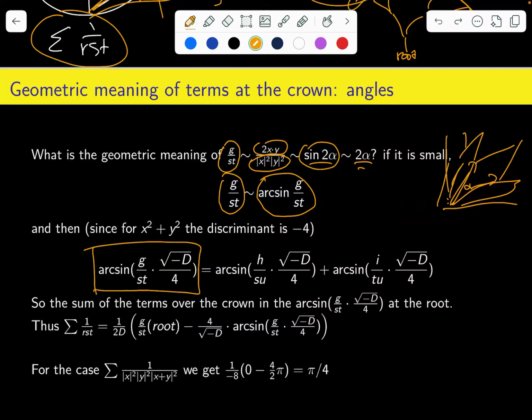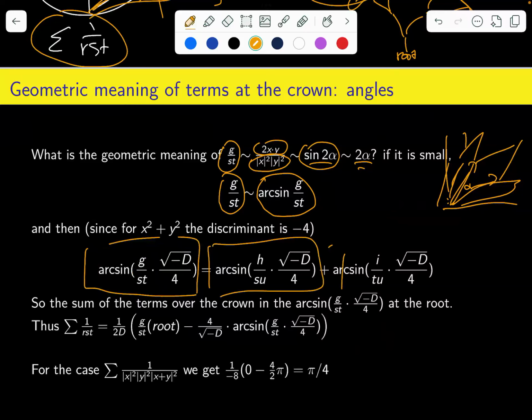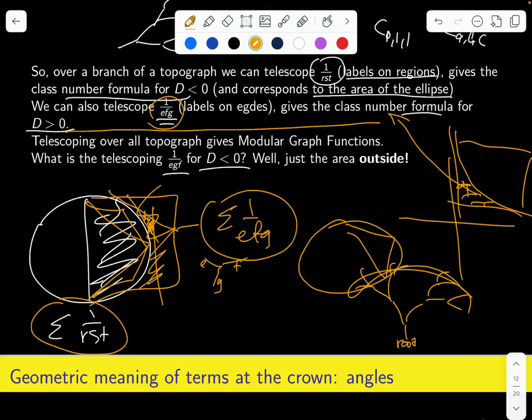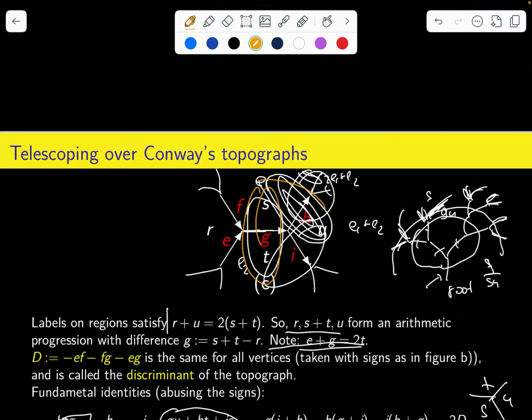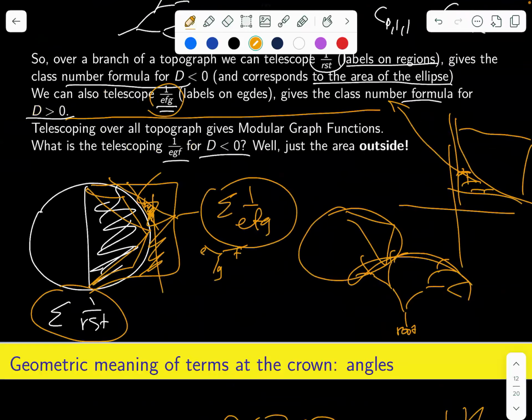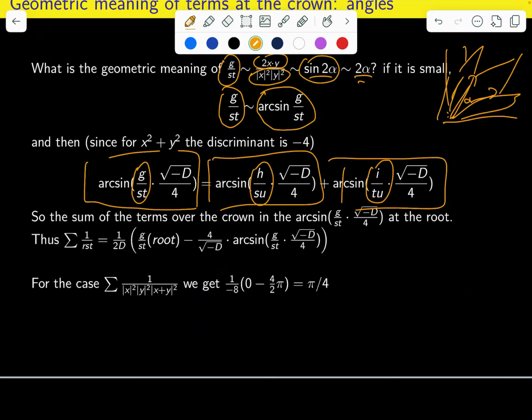It just follows from the properties of a topograph that this arcsine is equal to the arcsine of the next terms. So this GST, HSU, and ITU are exactly the terms that we had here on this picture. Here G is 2, H here, and this Y. Just those terms at the one vertex, and they're actually angles. So you just need to multiply by this expression, and then you have this condition for arcsines. And then instead of summing this expression over the crown, you say, well, instead of these things, let's sum the arcsine, but the arcsine satisfies this nice expression.